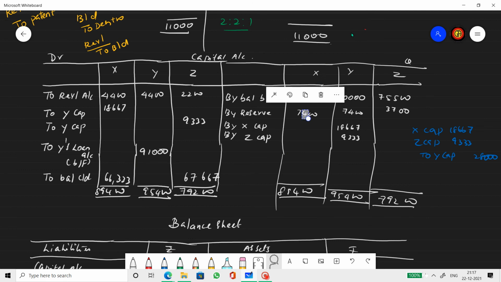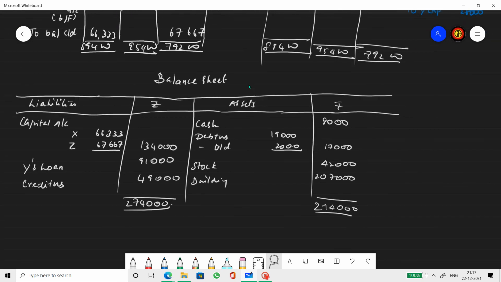Whereas X and Z still remain in the organization as partners. So their balancing figure will be taken as by balance carried down. Alright. Now let's do the balance sheet.